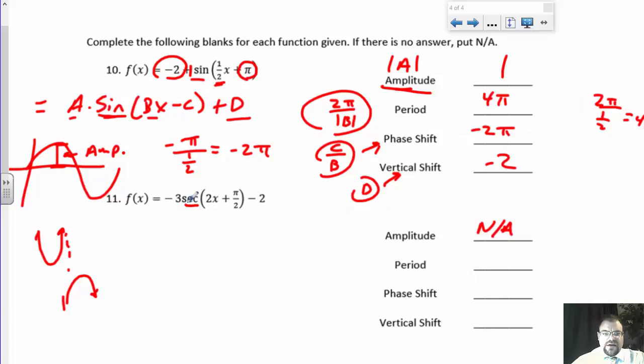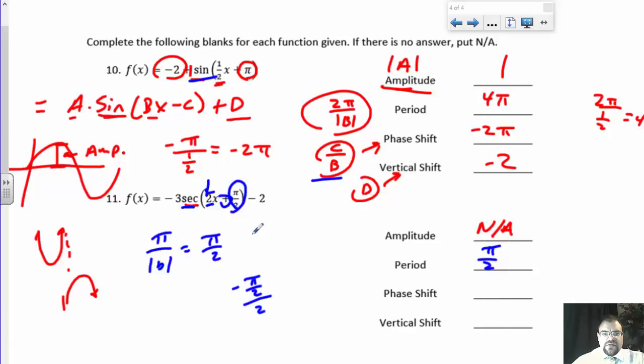So that secant graph has no amplitude because we can't really measure the top of this graph because it goes up forever. Okay. The period, though, anything that's not sine and cosine, the period is pi over the absolute value of b. So b is 2, so this is going to be pi over 2, and that's the period that we get. Okay. The phase shift, again, if this is positive, this should be considered negative, so it's negative pi over 2 divided by this number 2.